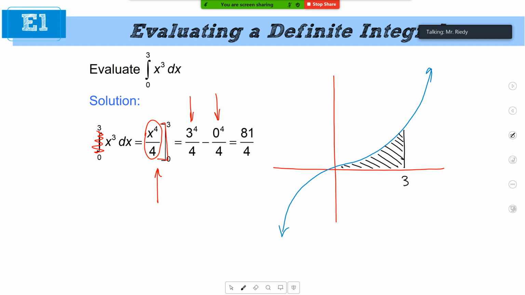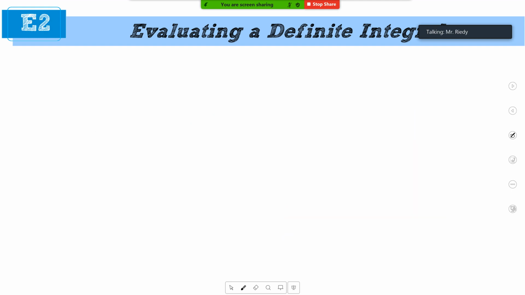Okay, Marcus, does that answer your question? Yeah, kind of. So you do it between 3 and 0. I still don't completely understand how that work ends up getting you the area under the curve. Well, that's the basis of what an integral is. That's how we defined an integral. Okay. All right, next example.